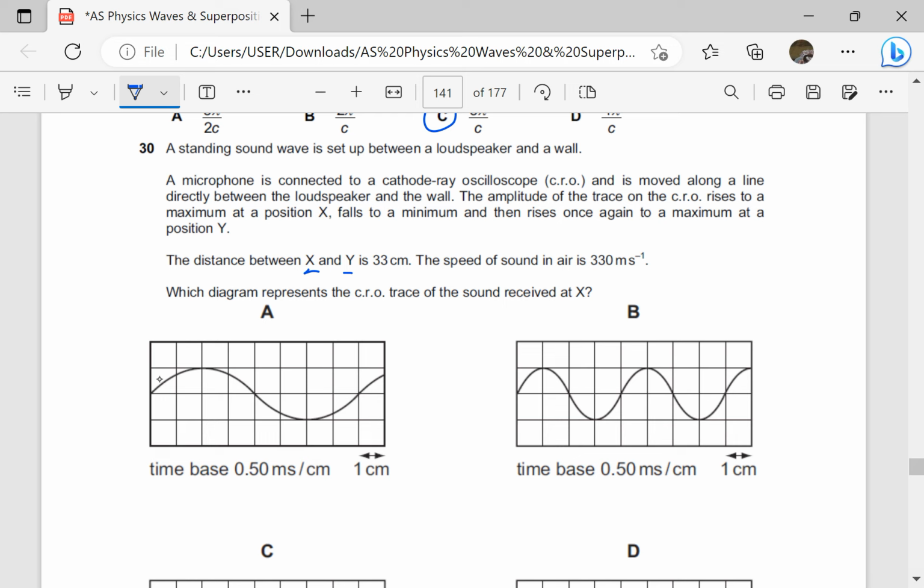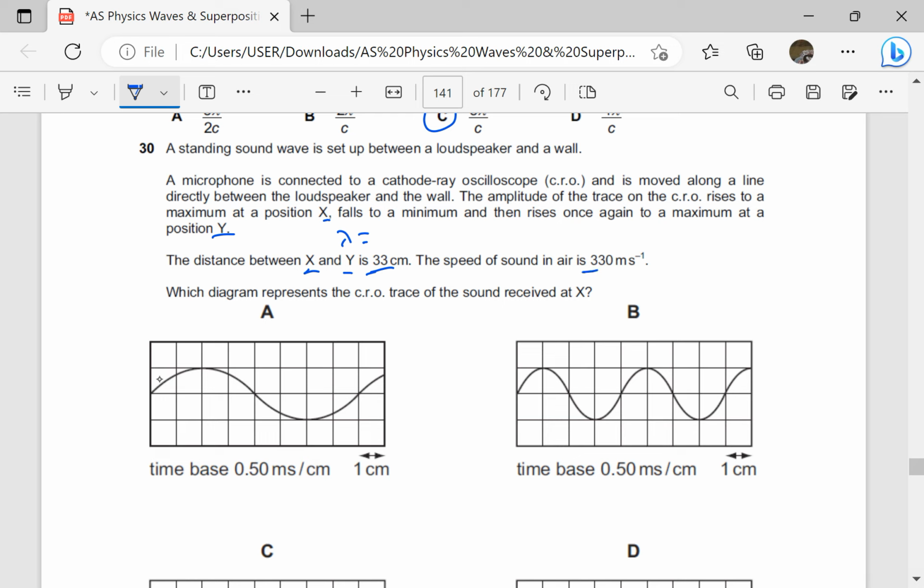Of course, if it rises to a maximum at point X, and the next maximum is at point Y, so this one is going to be wavelength. The distance between two successive maximum points is most likely going to be a wavelength.